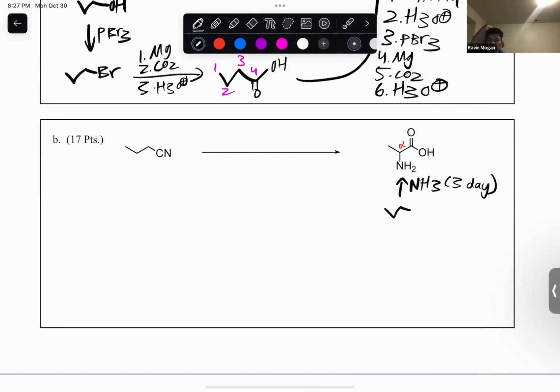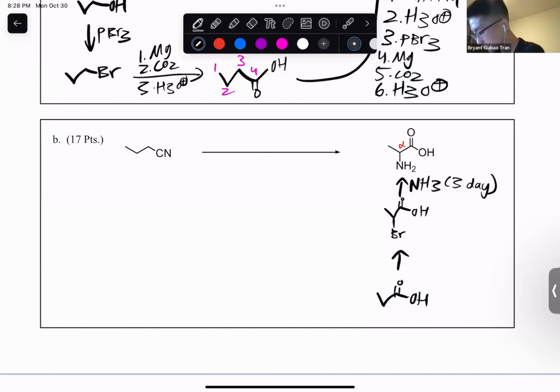Yeah, and this could come from the bromine on the alpha carbon. And what reaction would brominate the alpha carbon? Alpha halogenation, HVZ. Yeah, HVZ. And the reagents for that would be Br2 and PBr3 or P trace. Yeah, Br2 and P trace.